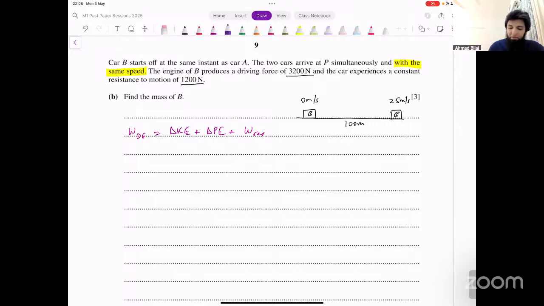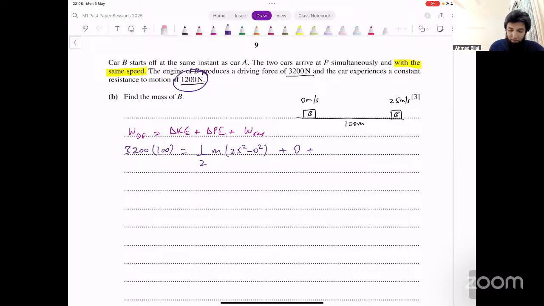Work done by the driving force. But we are looking for mass, right? For mass, yeah. So we can find that from the change in kinetic energy. Work done by driving force, what would that be? Driving force is 3,200. So 3,200 times the distance, that's 100. That's the work done by driving force. That equals change in kinetic energy. That's half into m into v squared minus u squared. That's 25 squared minus 0 squared plus the change in potential energy. That's 0.